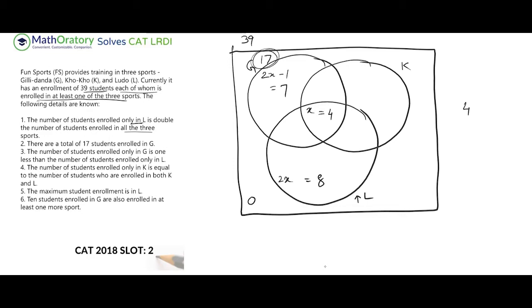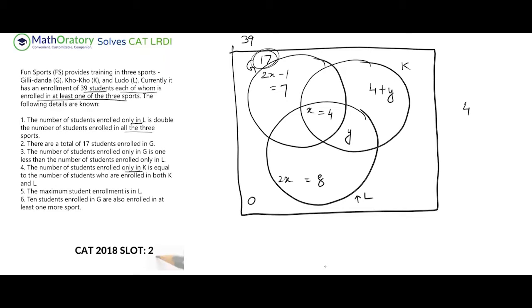The number of students enrolled only in K, so this part, is equal to the number of students who are enrolled in both K and L. So this part combined. Because I've resolved one of the variables already, now I'm going to use another variable. So I'm going to introduce a y here. And what I know is if this is 4 plus y, this should also be 4 plus y, right? So now I know this particular information.